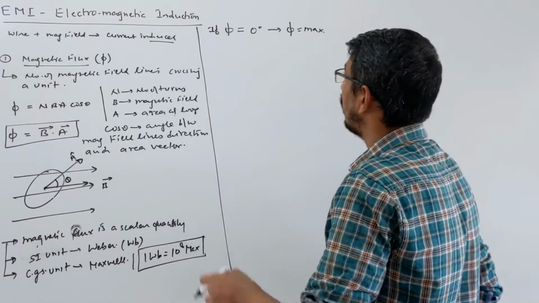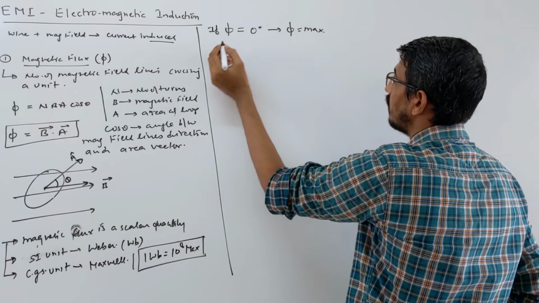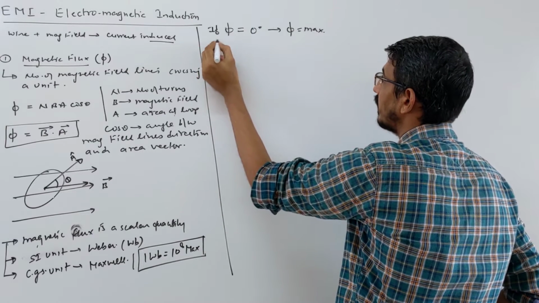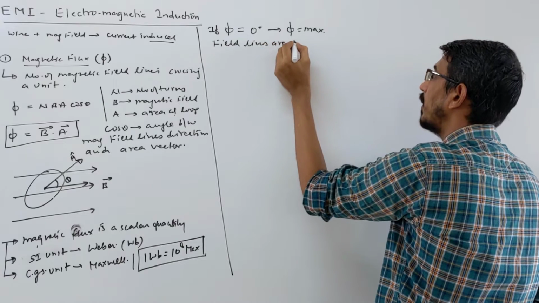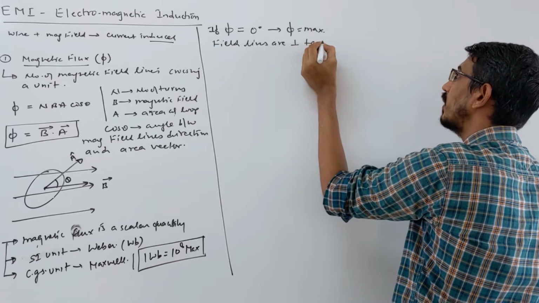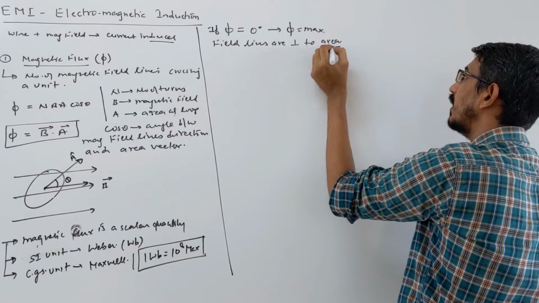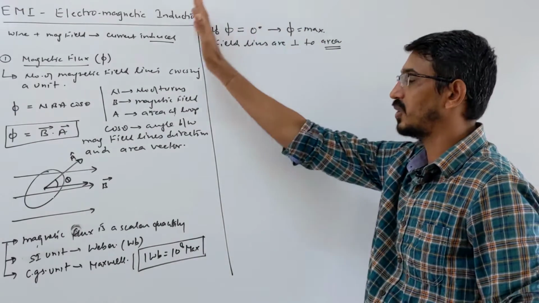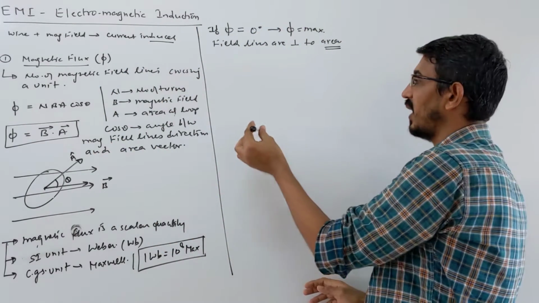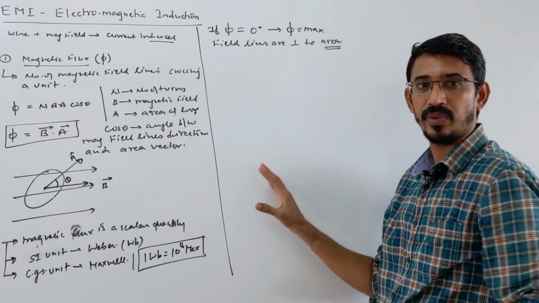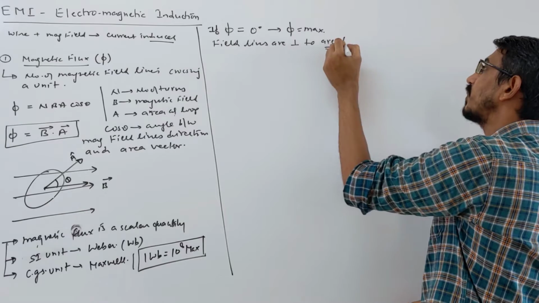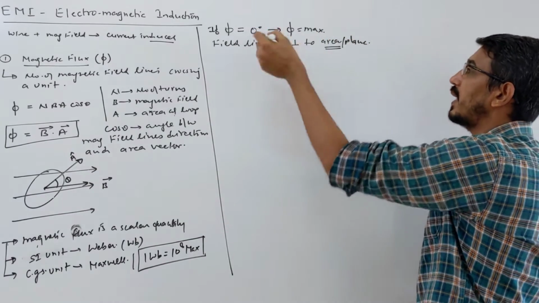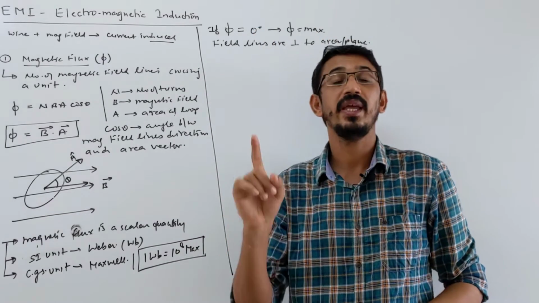Listen carefully. What's the meaning of 0 degree? It means your field lines, okay? Magnetic field lines are perpendicular to your area. Suppose this is your board, and magnetic field lines are like this, perpendicular to this board. So perpendicular to what? Your area, or you say plane. In that case, the angle between magnetic field and area vector will be what?